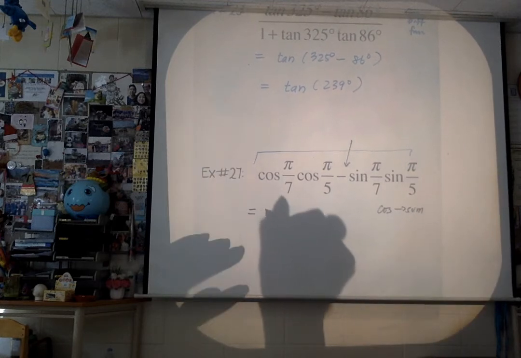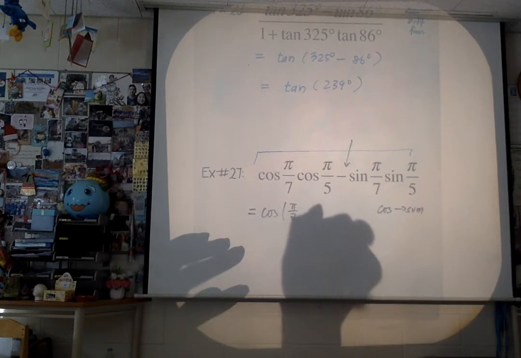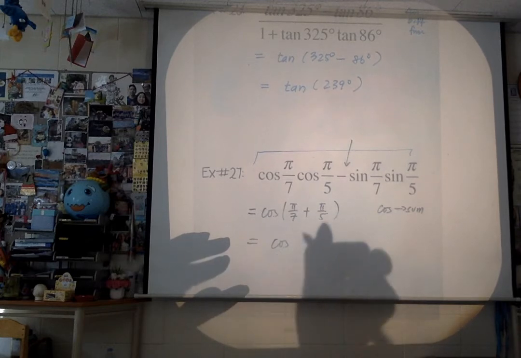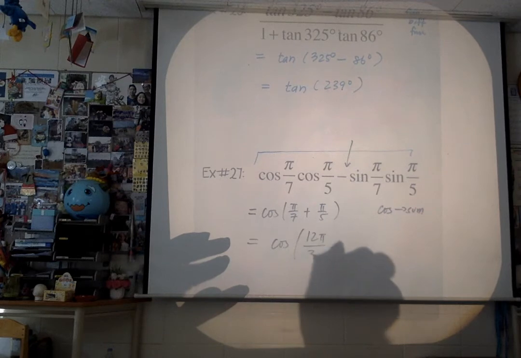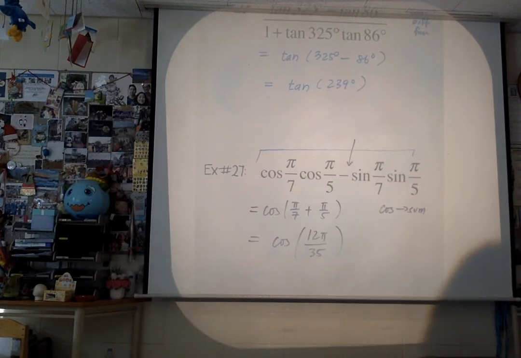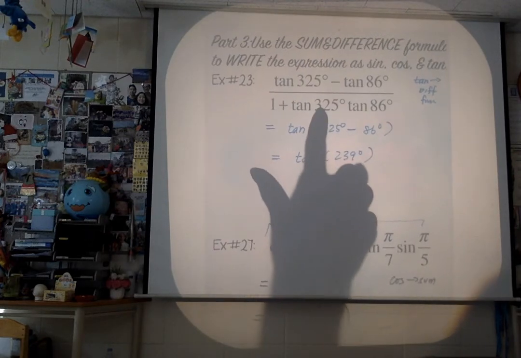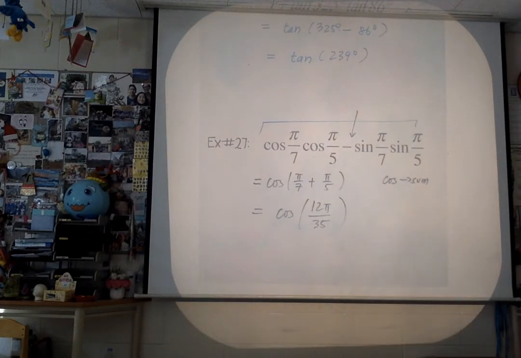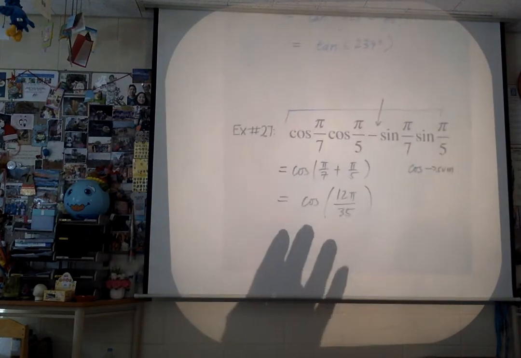Okay, so it's going to be cosine of pi over 7 plus pi over 5, which gives you cosine of 12 pi over 35. So you guys, listen. If they talk in degrees to you, you speak back in degrees. If they speak to you in radians, you better speak back in radians as well, okay? Okay, let's move on. Are we okay with this? Just making sure. Let's go to part 4.